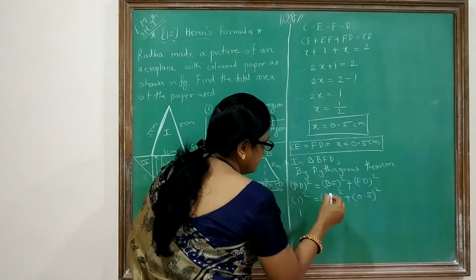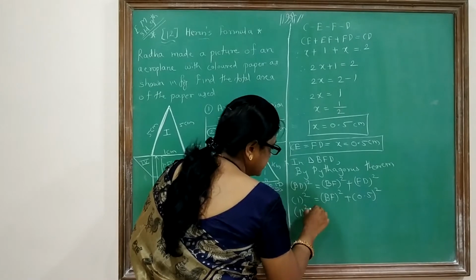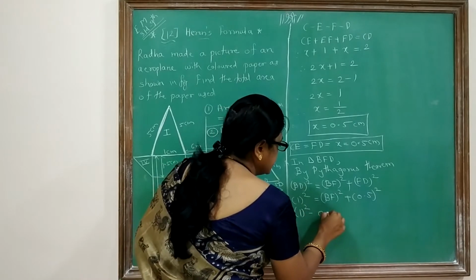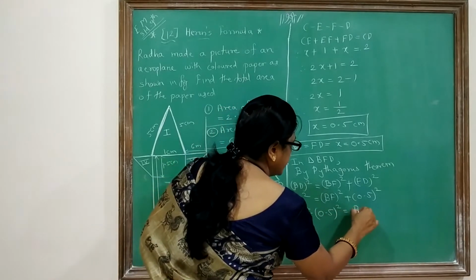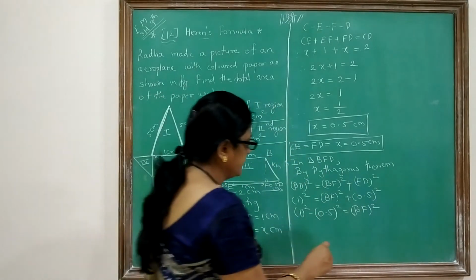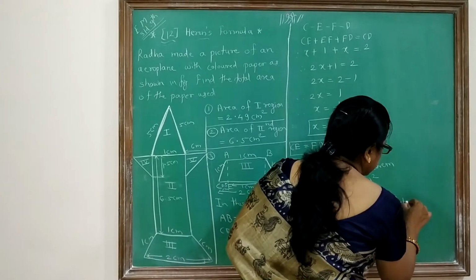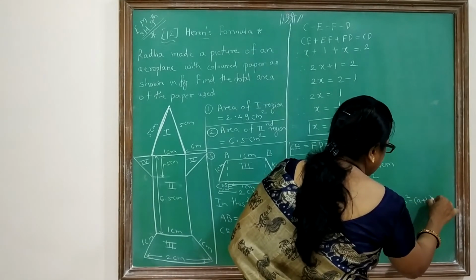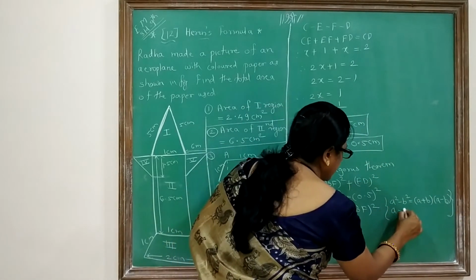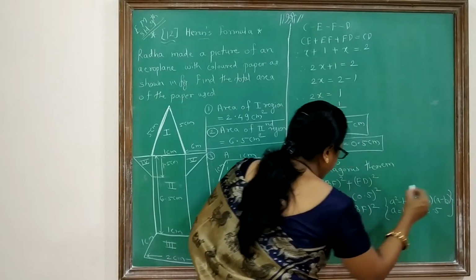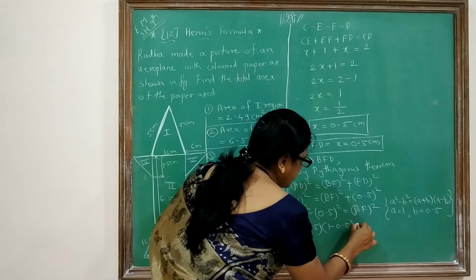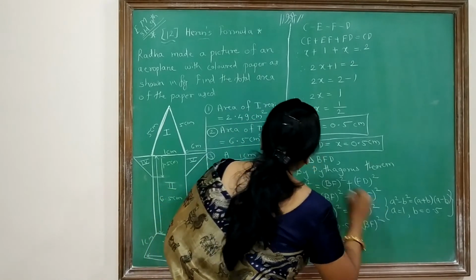Then 1 square is 1. Means 1 square is 1, then this will be transferred to this side, that is minus 0.5 whole square equal to BF whole square. Here you will use the a square minus b square formula. What is your a square minus b square formula? a plus b, a minus b. Means a value is what? 1, b value is what? 0.5. Then 1 plus 0.5, 1 minus 0.5 equal to BF whole square.